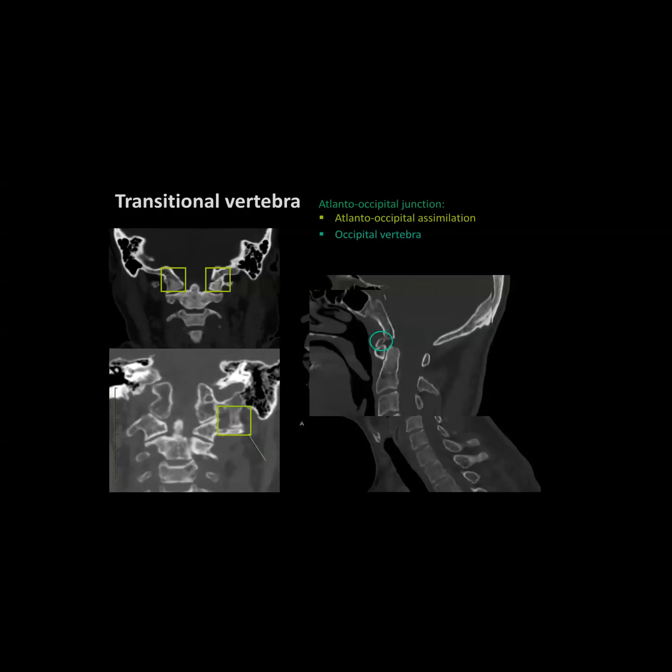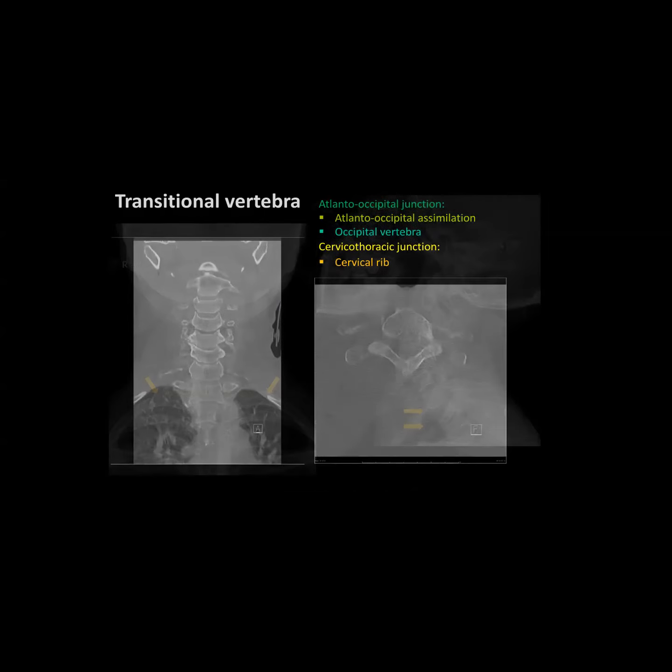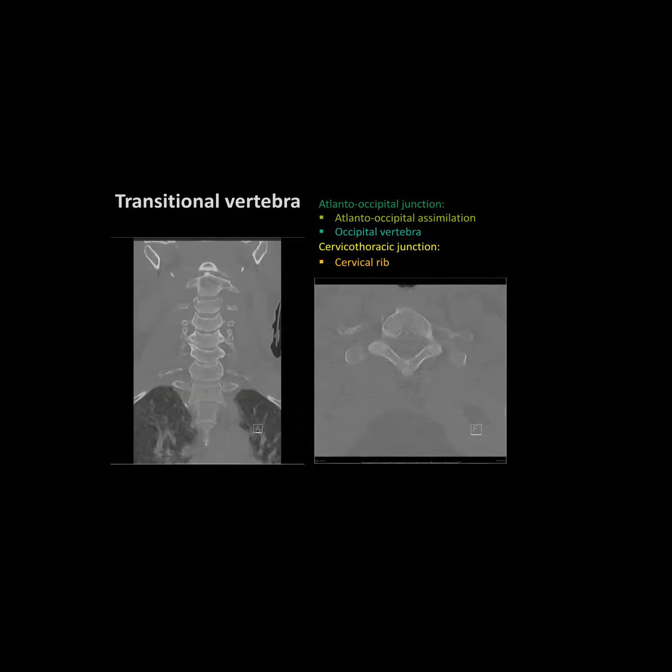Or present as occipital vertebra, an additional bone between the anterior arch of C1 and the occipital bone, called the third condyle. In the cervicothoracic junction, present as cervical rib, bilaterally or unilaterally, as shown here in the coronal section. Bilateral cervical ribs arise laterally from C7, also in this axial section.